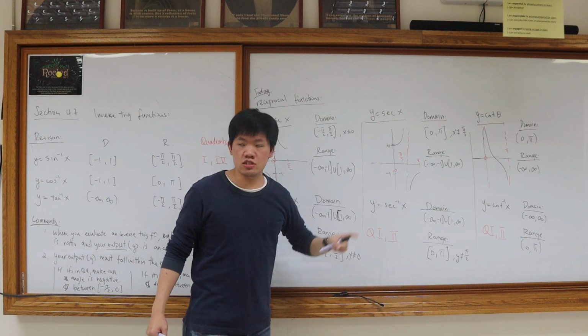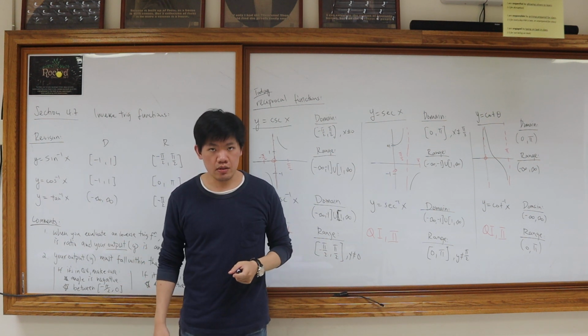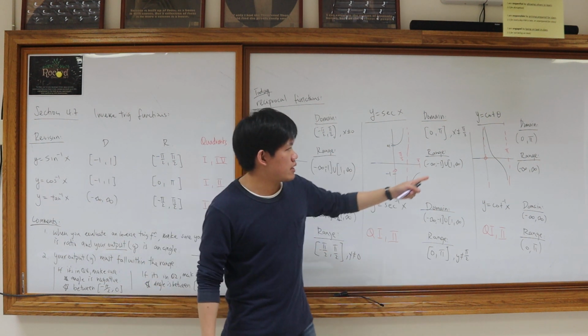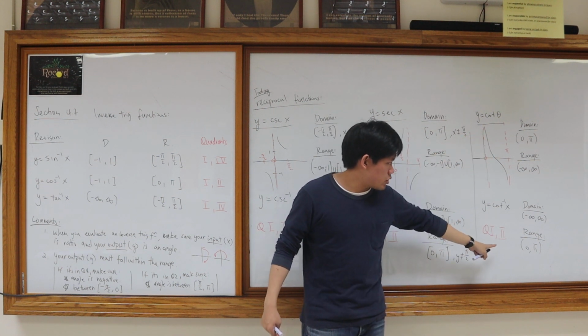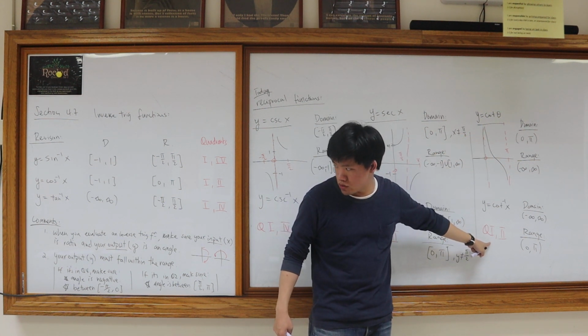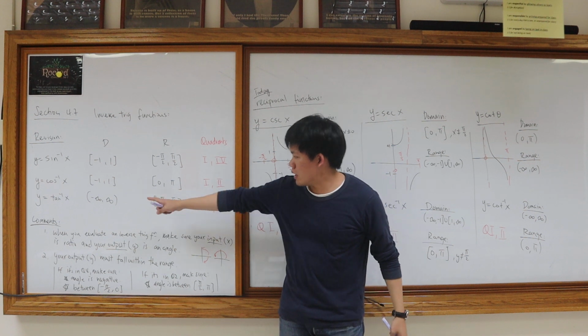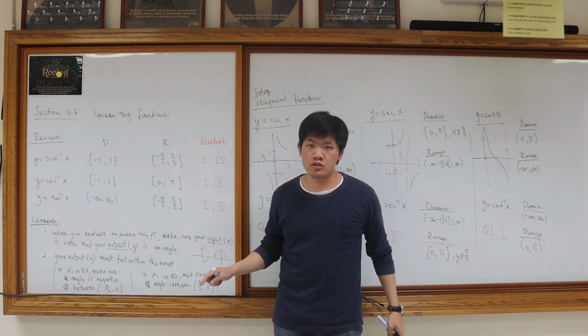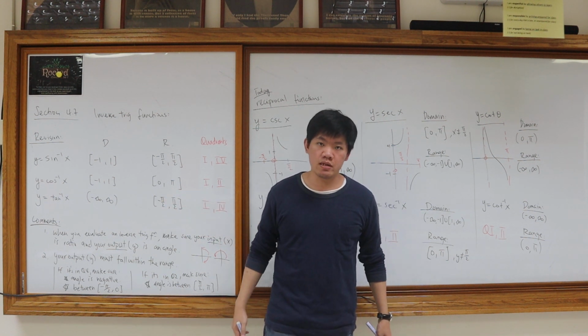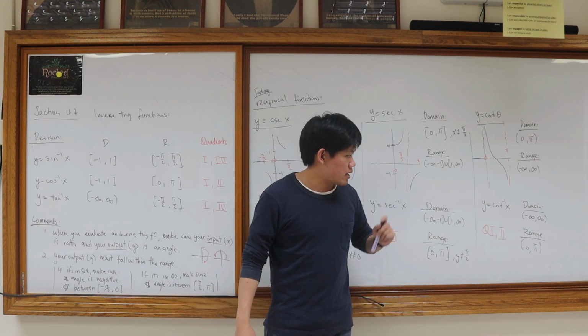As you may have already noticed, cosecant and secant are similar to sine and cosine. But now for cotangent, it's going to be different. For cotangent, it's quadrants 1 and 2, and then for tangent, it's going to be quadrants 1 and 4. So that's something we need to talk about in a little bit. But for now, this is what we have.